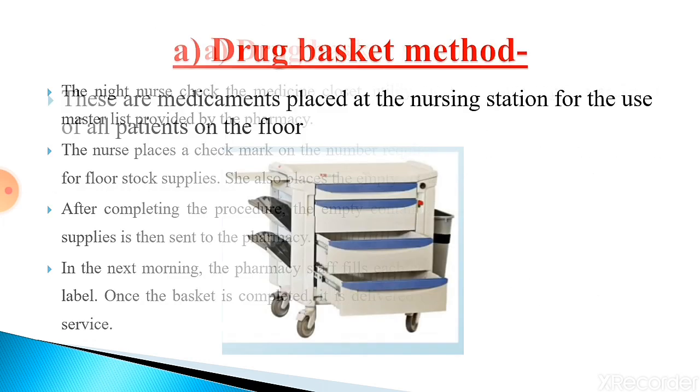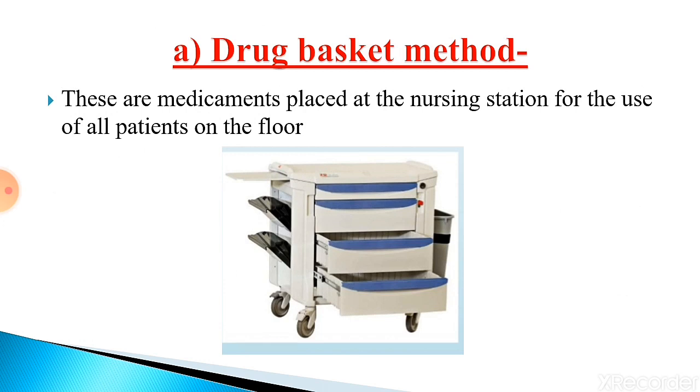Here you can see a trolley, which is also called a drug basket trolley, used in this method with the help of the drug basket. These are the medicaments placed at the nursing station for the use of all patients on the floor. So you can see the different compartments for storing the different medicines, and it is movable from one place to another.